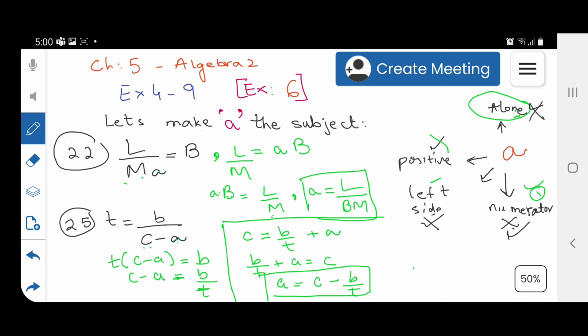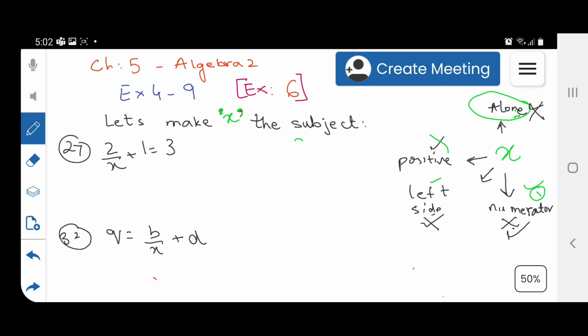I hope you find it easy. Okay, so now the same exercise has a different statement. Now they are saying from question number 27 till 46, make X as subject. So again the same thing. X should be in the numerator, X should be positive, X should be on the left side, and X should be all alone.